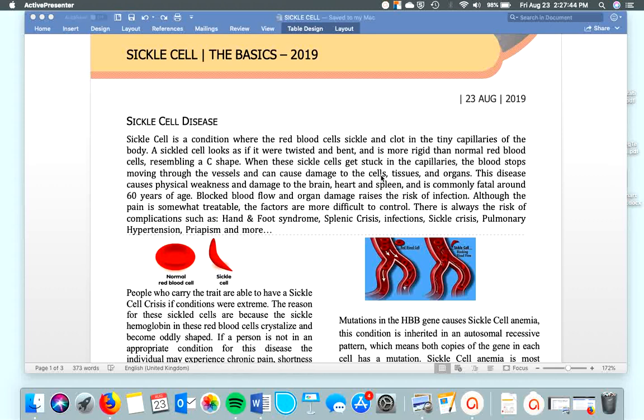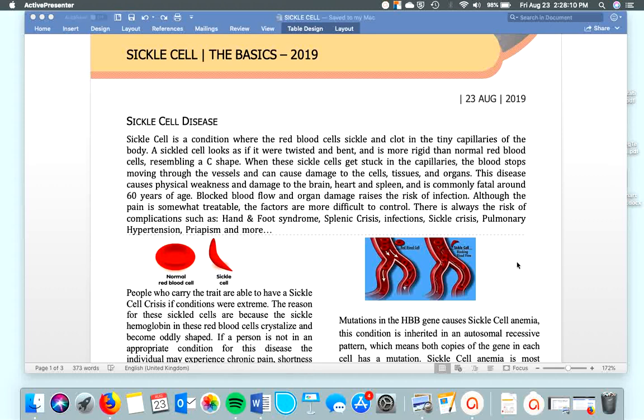When these sickle cells get stuck in the capillaries, the blood stops moving through the vessels and can cause damage to the cells and tissues and organs. This disease causes physical weakness and damage to the brain, heart, and spleen, and is commonly fatal around 60 years of age. Blocked blood flow and organ damages raise the risk of infection.